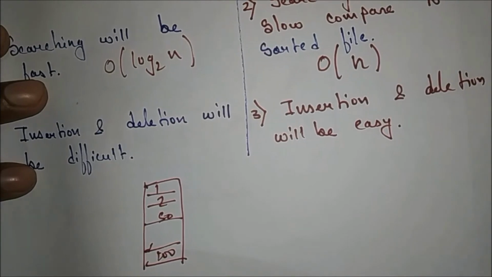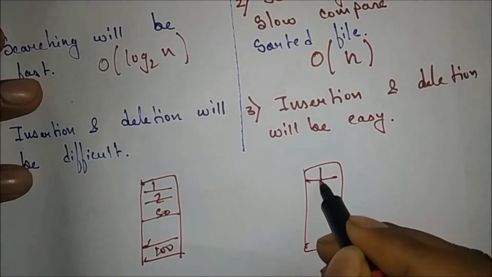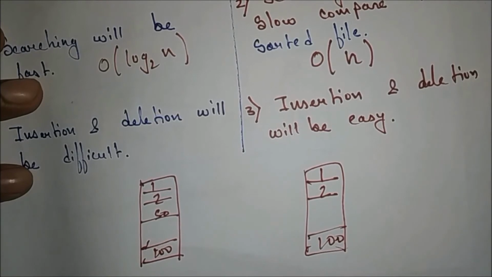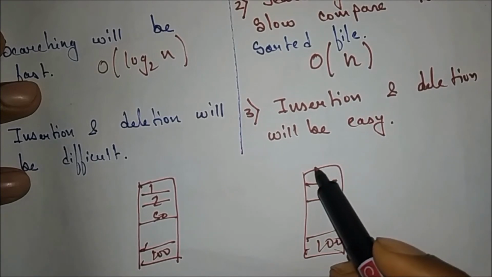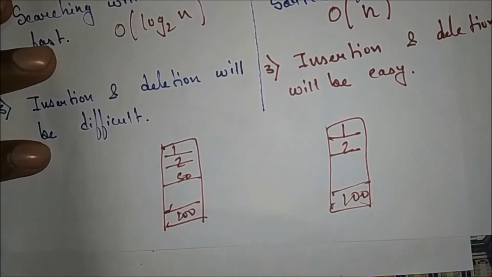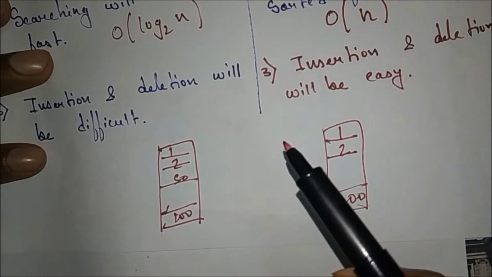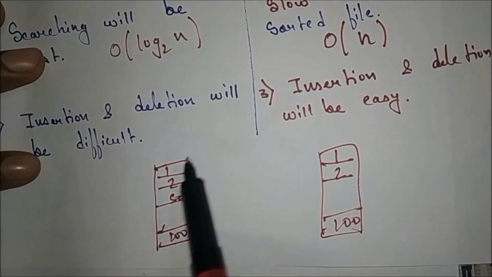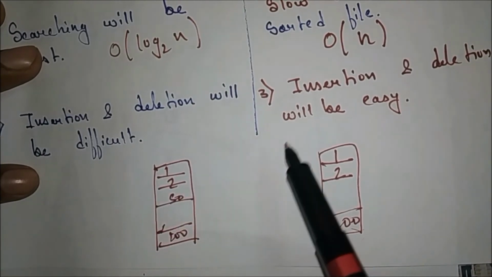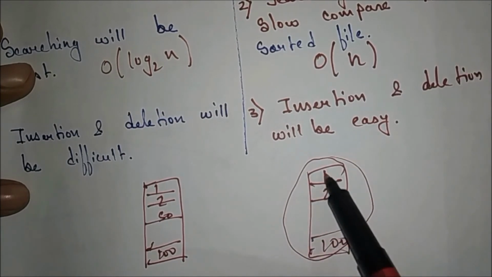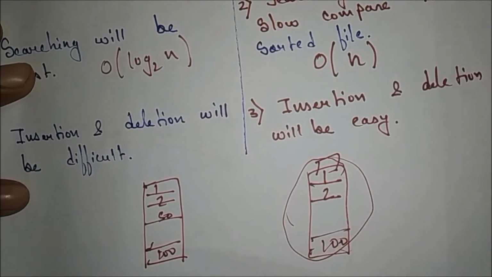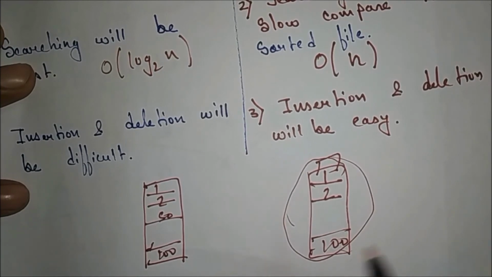And if the file is not sorted, with the same stack of 1 to 100, and they say delete any book from this stack, it will be very easy, and if they insert any book in this stack, it will be very easy. But in a sorted stack, if they say delete the 50th book, the 15th book, or the 40th book, it will be very difficult. So deletion and insertion are difficult for a sorted file and easy for an unsorted file, because in an unsorted file you can delete any book from any position very easily. So this is about sorted and unsorted files.